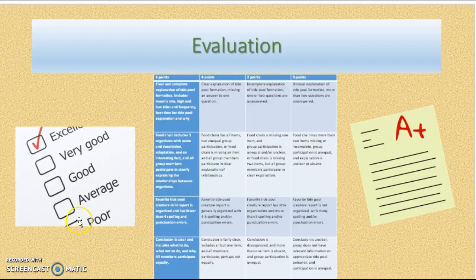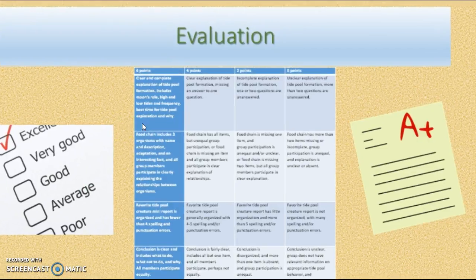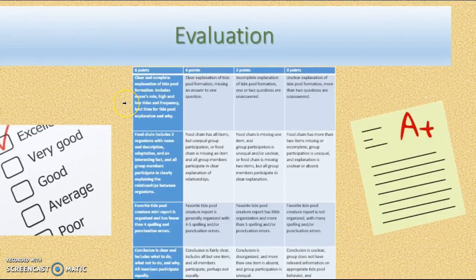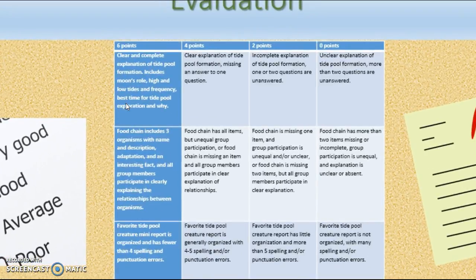And so here's the rubric of what is going to be graded for this presentation. The first 6 points you'll get if you have a clear and complete explanation of the tide pool formation, including the moon's role, high and low tides and frequency, best time for tide pool exploring, and why. The second 6 points are going to be based on your food chain that has 3 organisms and all the parts we talked about before.